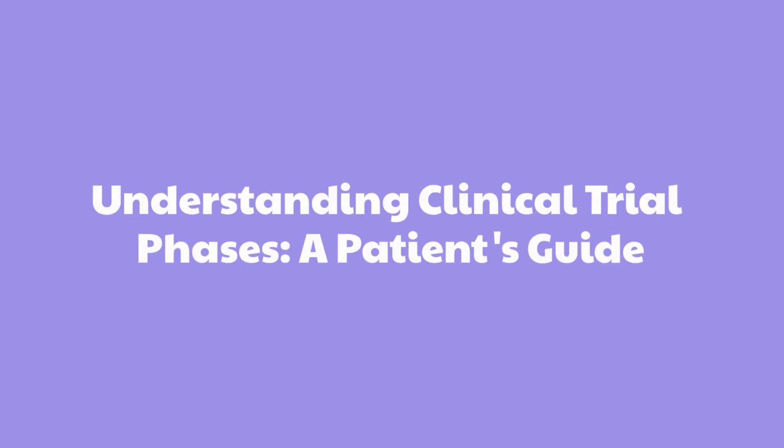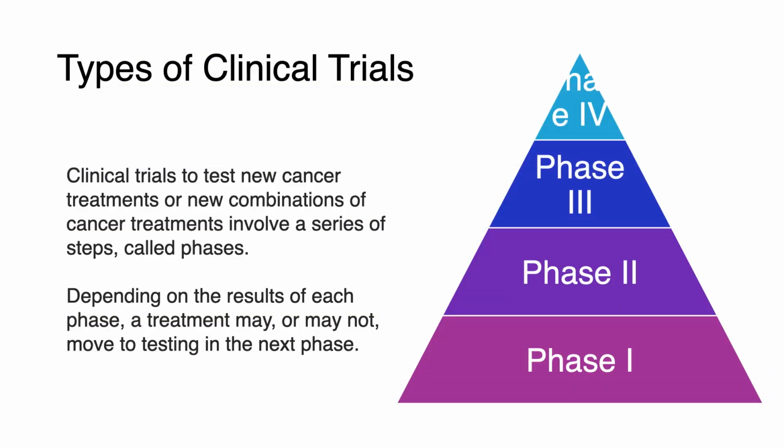So, different types of clinical trials. There's phase 1, phase 2, phase 3, and phase 4. Something that can be confusing when we're talking about this is that there's the phase of the study, there's the stage of the study. There's a lot of different terms that can be used interchangeably, and so it can be confusing.